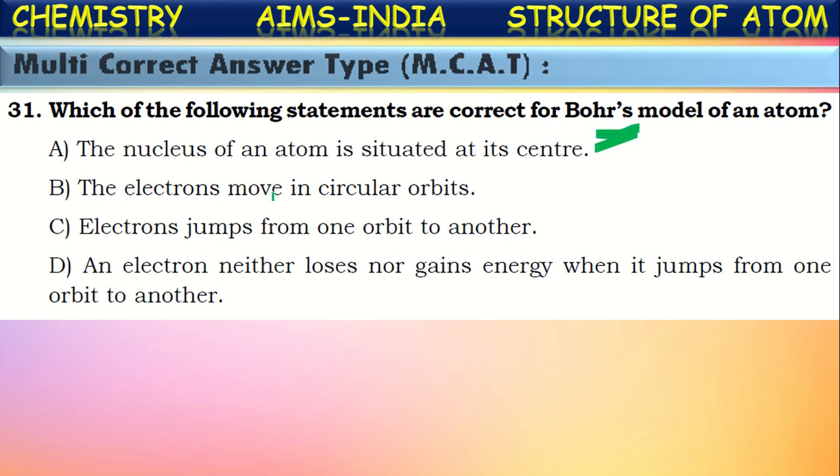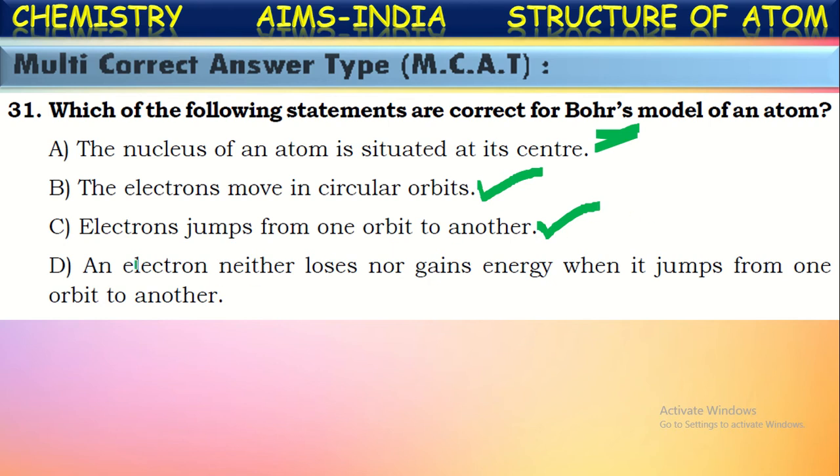Next one, the electrons move in circular orbits. Of course, this is also correct. Bohr told that electrons are revolving around the nucleus in imaginary circular orbits. Next, electrons jump from one orbit to another orbit. Of course, it also happens when electrons gain or radiate energy. If they absorb energy, then they jump to higher orbits from their original position. If they release or radiate energy, then they jump into lower orbits.